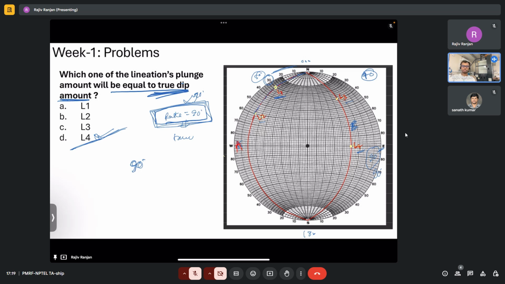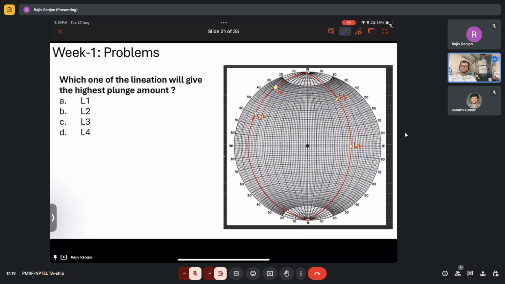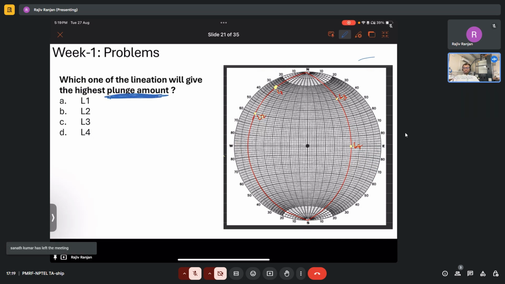Very similar question. So what do you think? Which of the following lineations will give the highest plunge amount? So think for a couple of seconds. I will give you 30 seconds to think about this problem and then try to understand.